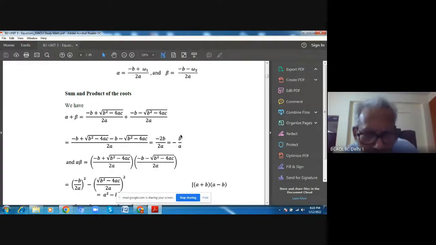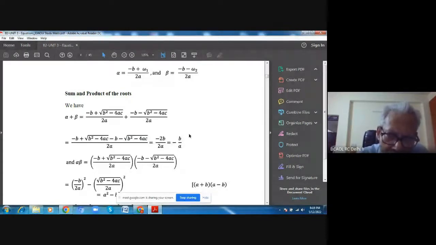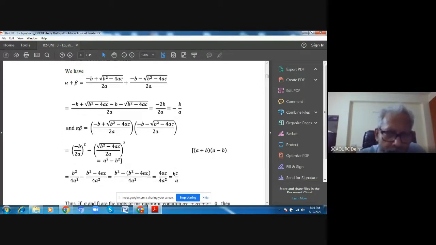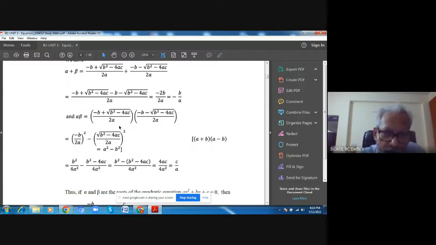Actually, what I am trying to say is, when you go through this chapter, you have to mark the important things. Minus b by a, you can circle it out and mark it with a sketch pen or highlighter. You have to highlight this. Then multiplication, sum and product. So the sum is minus b by a and the product is c by a. The product of both the roots, alpha and beta, finally comes to c by a.